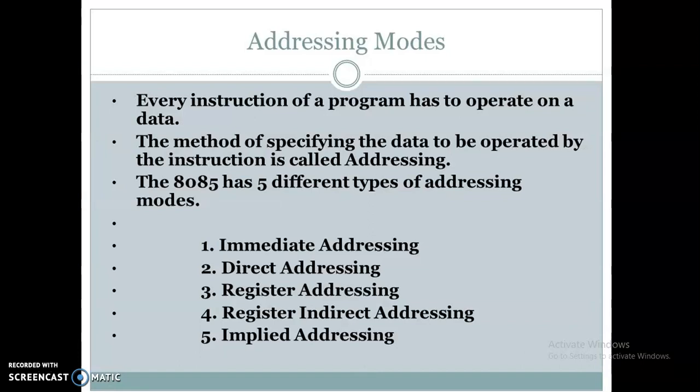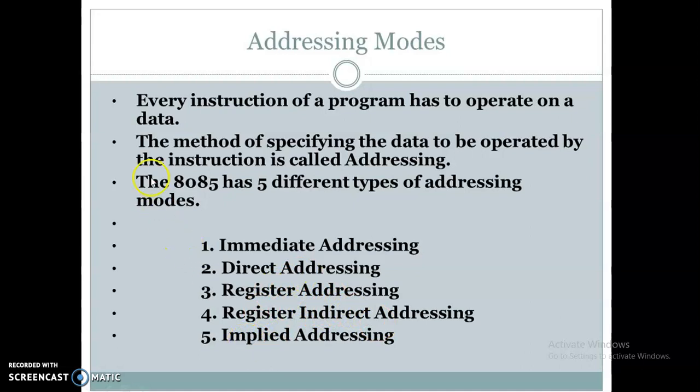Every instruction of a program has to operate on data. Without data, we cannot operate. That data is stored in a memory location, register or accumulator. The way of specifying the data to be operated on by the instruction is called addressing. The 8085 has 5 different types of addressing modes. The following are the 5 different modes: immediate addressing, register addressing, direct addressing, register indirect addressing, and the last one, implied addressing.